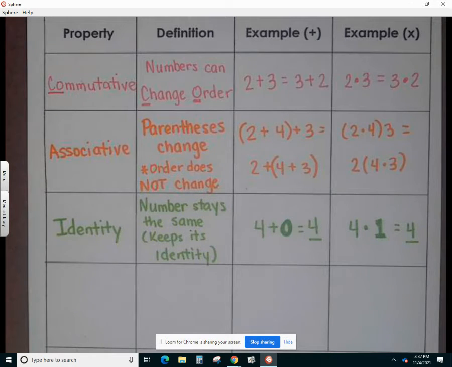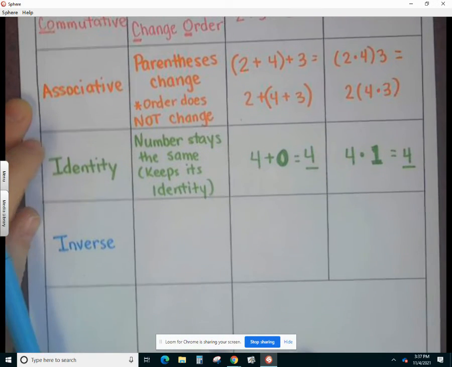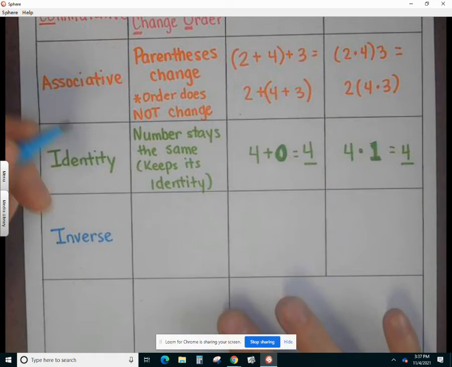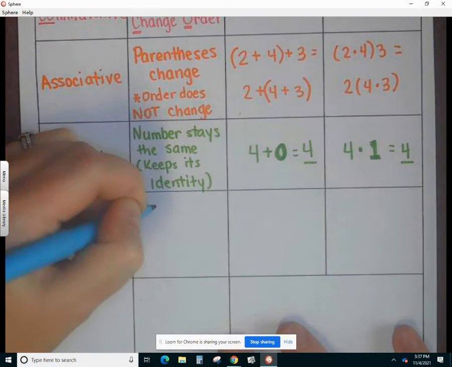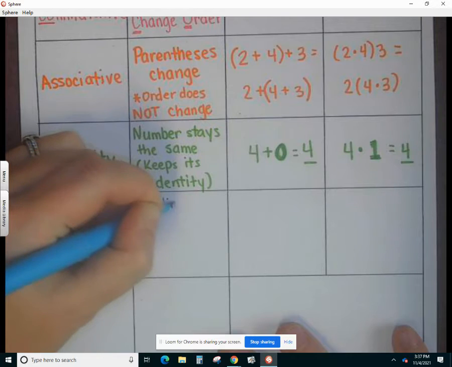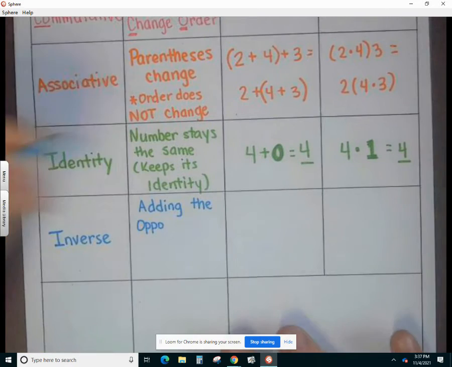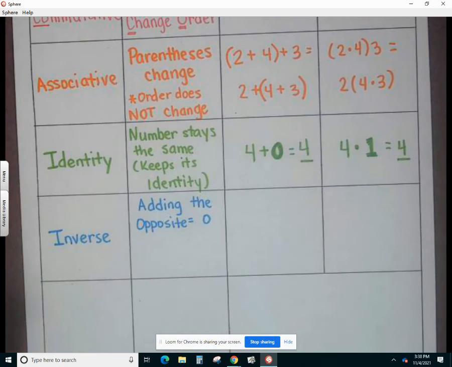Okay, the fourth property we're going to talk about, this one we sometimes get confused with identity because it also starts with I. But just remember, identity is who you are, and the number is going to keep its identity. Inverse has to do with two different things, one for adding and one for multiplying. So for adding, if you add the opposite, it equals 0. And a lot of you already know this. We've done a lot of problems like this.